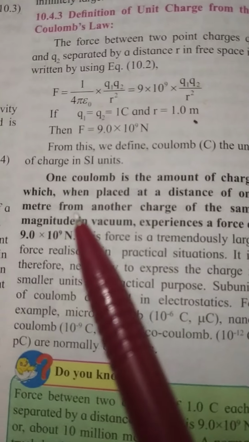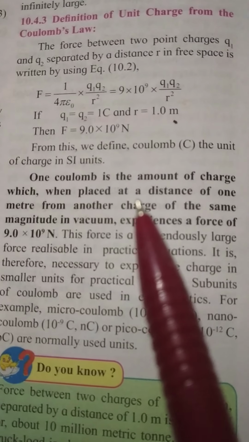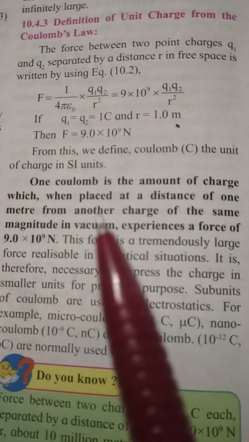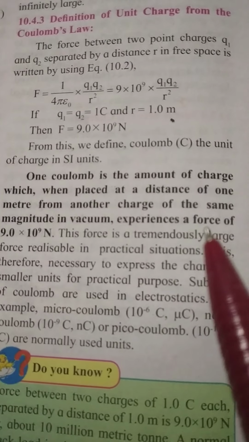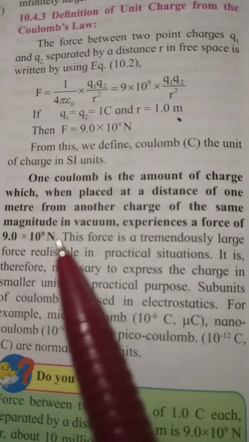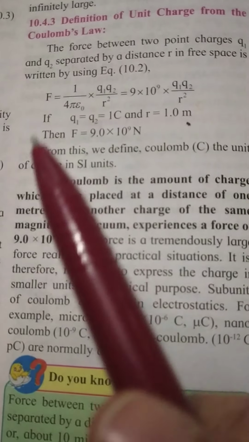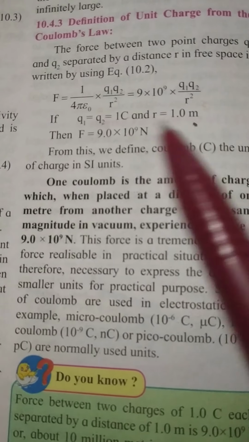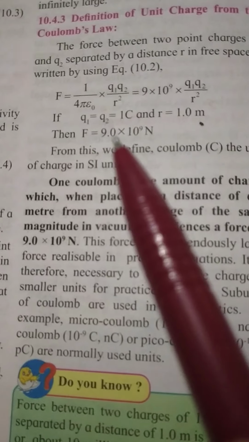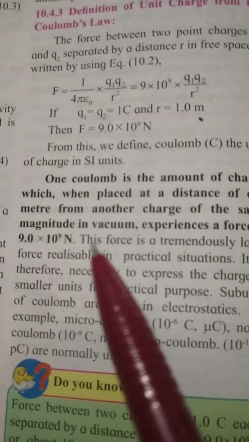So unit charge means 1 coulomb is the amount of charge which, when placed at a distance of 1 meter from another charge of the same magnitude in vacuum, experiences a force of 9.0 into 10 raised to 9 Newton. Okay, so put in all these quantities. Suppose Q1, Q2 is 1 coulomb and R is 1 meter distance. Then we get this value, and this value is 9.0 into 10 raised to 9 Newton.